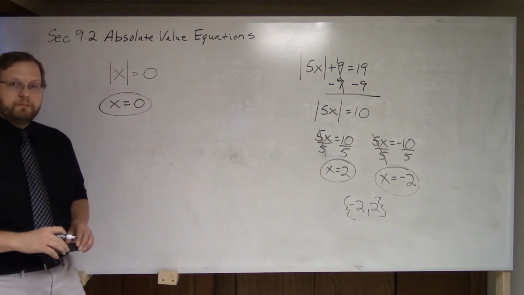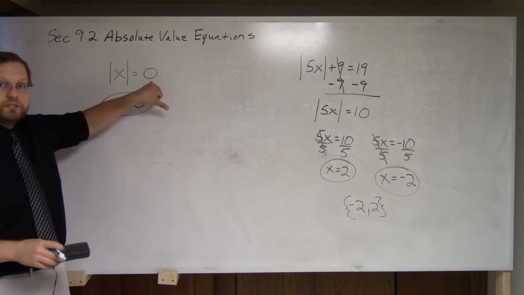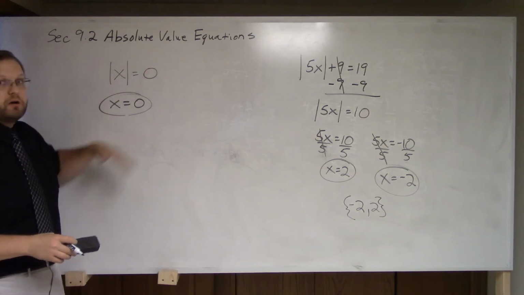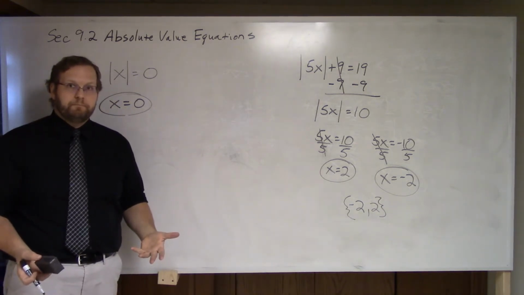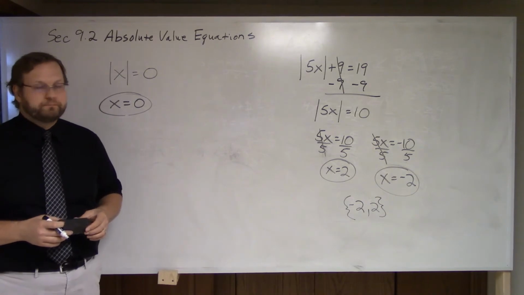That's a 0. So even if this was a more complicated expression, if you have it equal to 0, all you do is drop the bars and solve from there. Okay? It's not that we have to have a second equation to solve when there's a 0 involved. Let's go on.